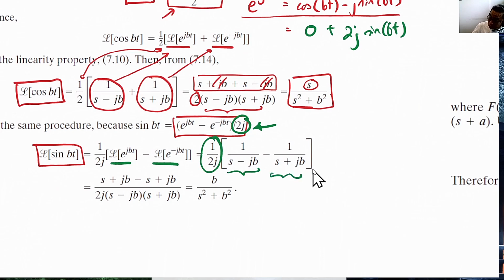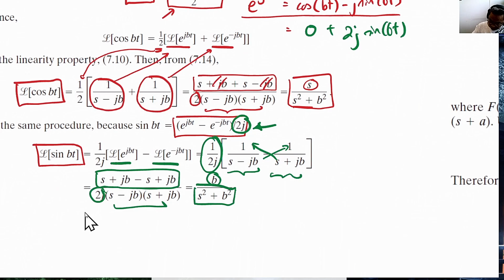Again, we want to have common denominator. Therefore, this goes to the top, and we open up the brackets, and we have this. Now, in this case, s minus s cancels. We have 2jb divided by 2j, and therefore we have b in the numerator, and in the denominator we have this. So this is the Laplace transform of sine bt.